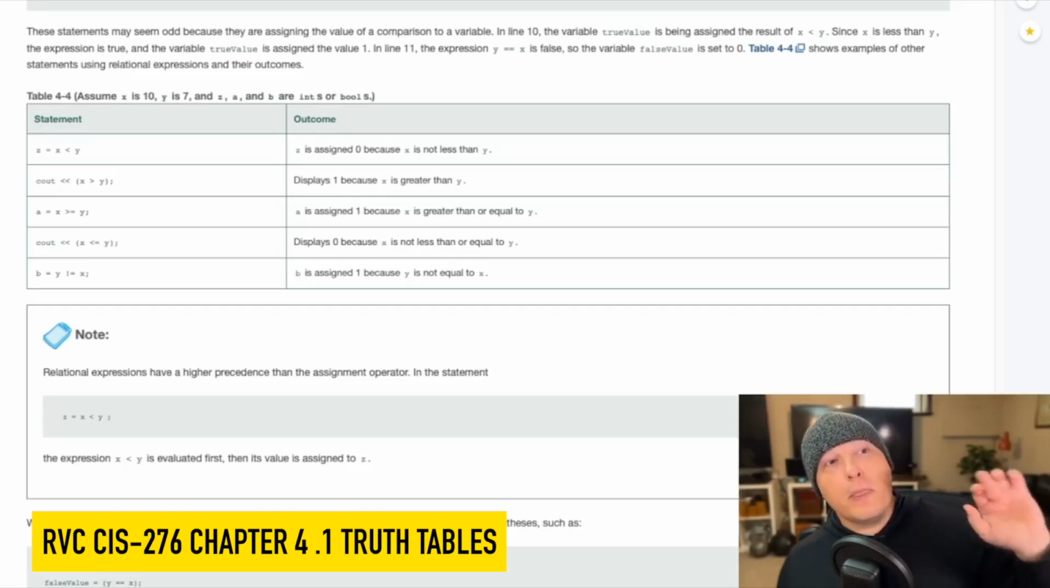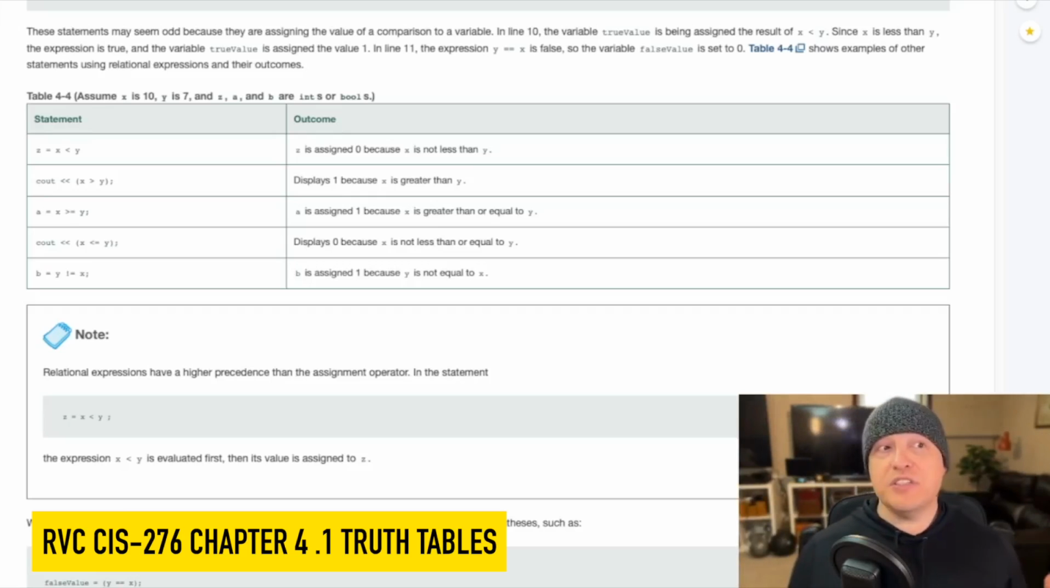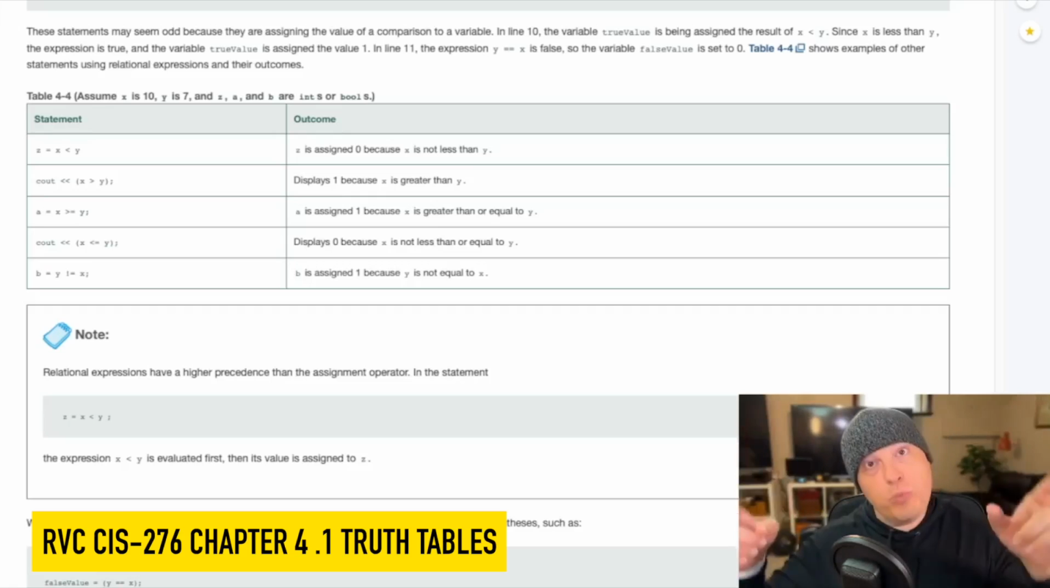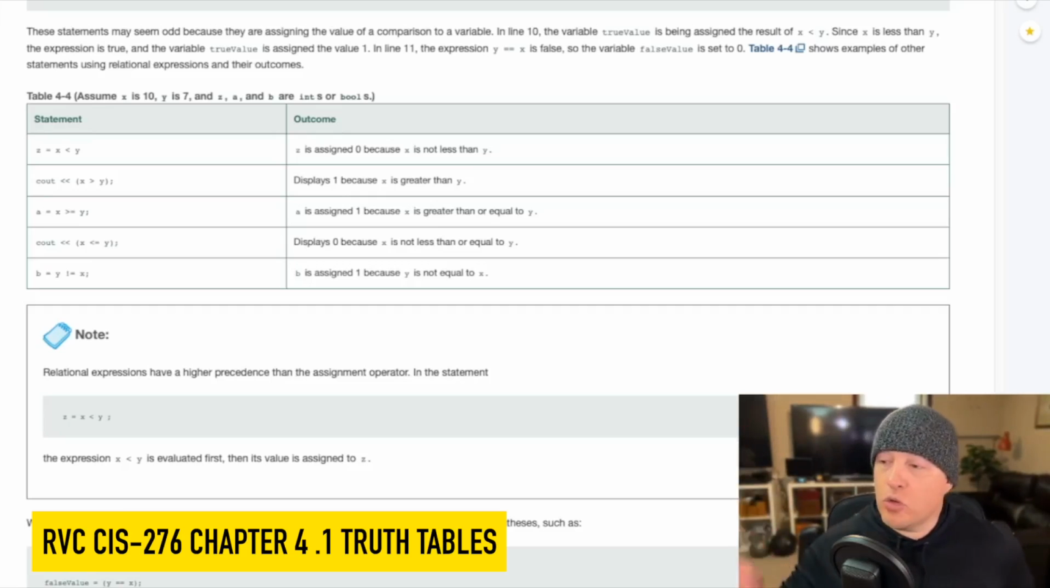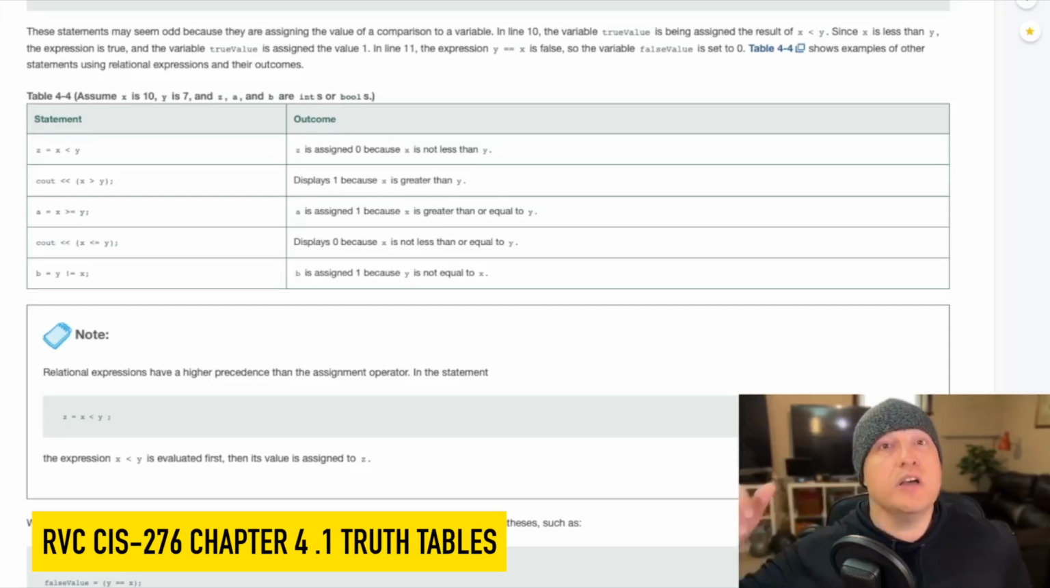So here, 155, table 4-4, I would suggest when you have x equals x less than y, go put those parentheses around there immediately so that you don't lose track of what it is that you're trying to evaluate here. It is as much, if not greater, an issue for you than it is for C++.